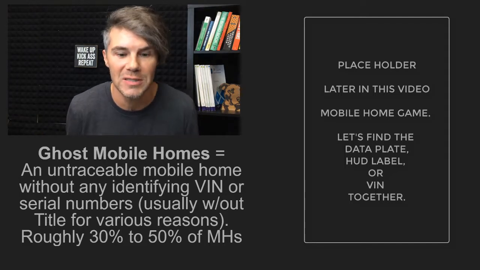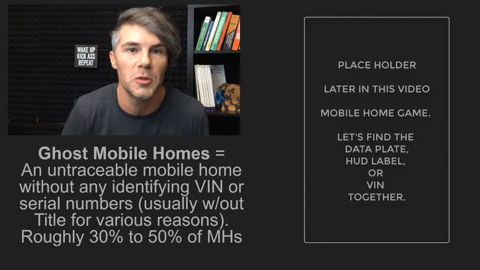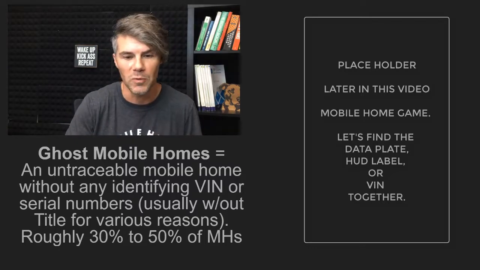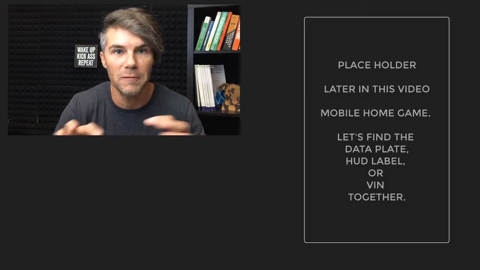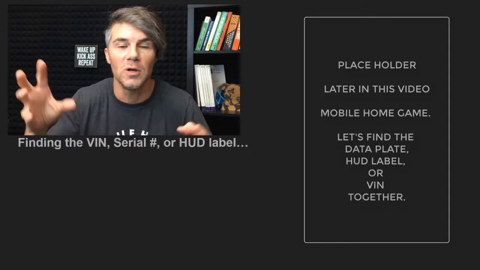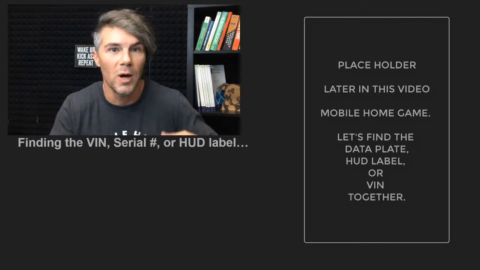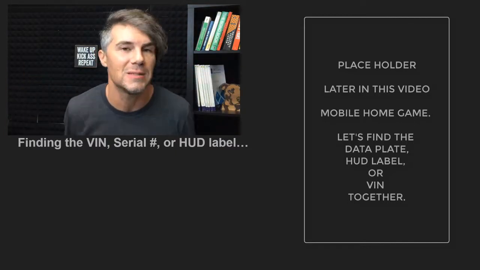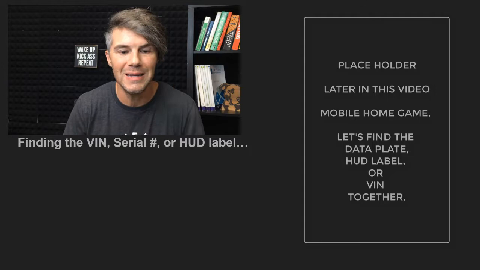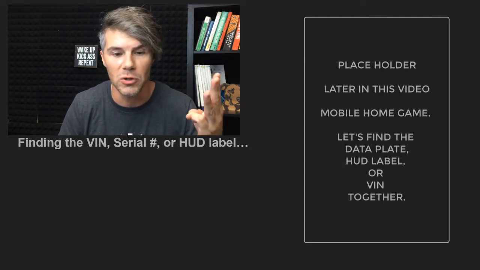We see this all the time. I just said 30 to 50% of mobile homes are these untraceable ghost mobile homes. What do we do? So let's first talk about how to find this identification and if you can find it. Because if you can find it, great. You can obtain a new title. You can go down the rabbit hole of figuring out who owns what. Are there liens? Are there back taxes owed? So finding a VIN, a serial number, a HUD label number. We're going to talk about what those three are.